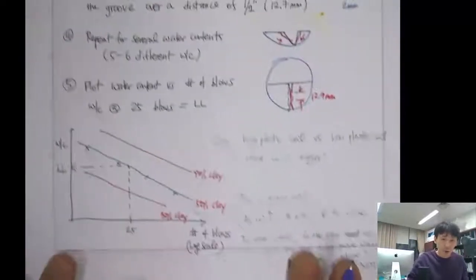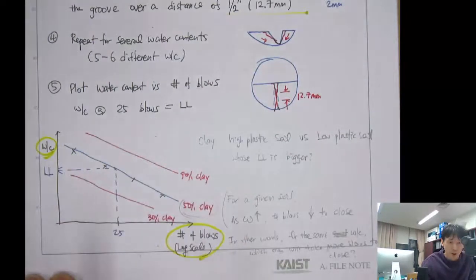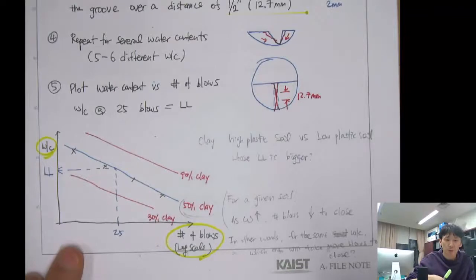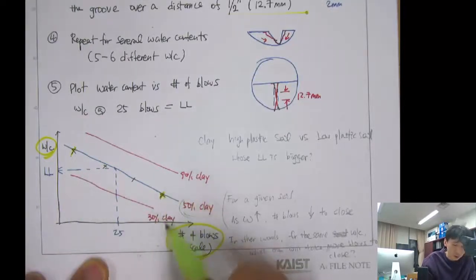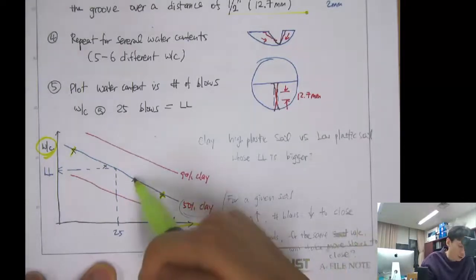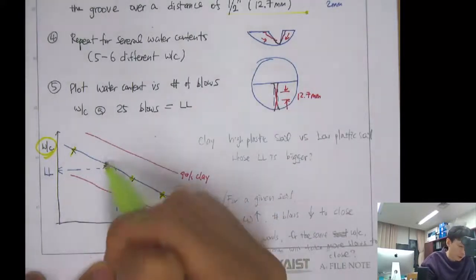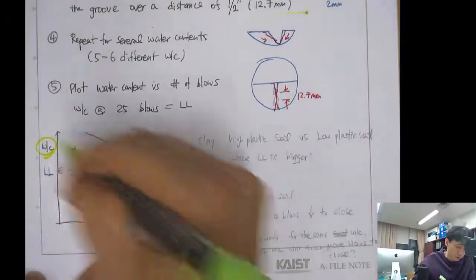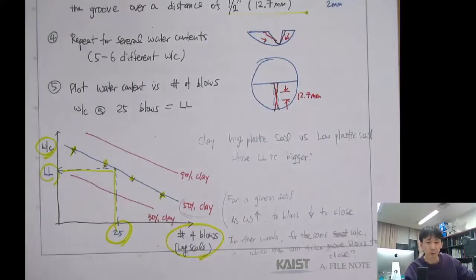So back to the lecture note here. Here it shows the number of blows in the log scale on the x-axis, and this is the water content on the y-axis. So with the increase in water content, it will be easier to close the gap, right, with fewer blows. From here, let's say when the water content is low, the number of blows required was about 40, and by adding more water, you will need only like 30 blows, and then if you add more, then you will need only like 15 blows, and then maybe 5 blows only. So then you just draw the line, and then find the liquid limit that corresponds to 25 blows. Good.